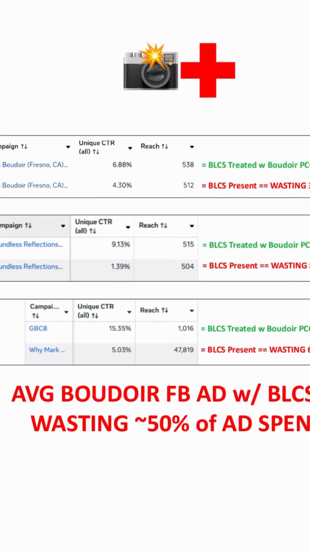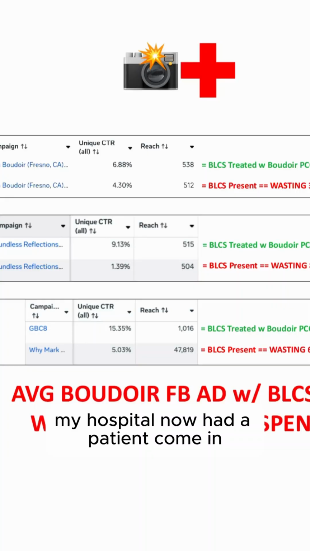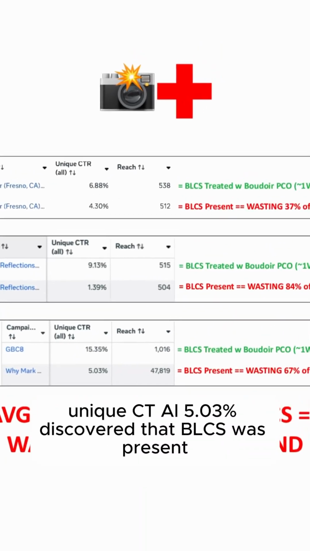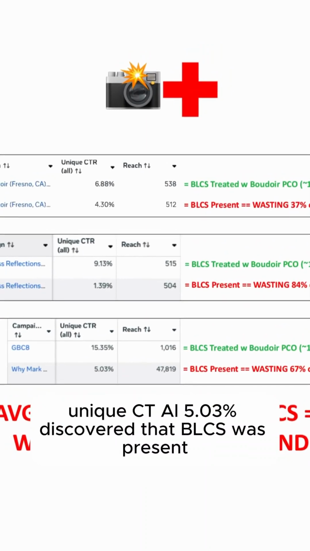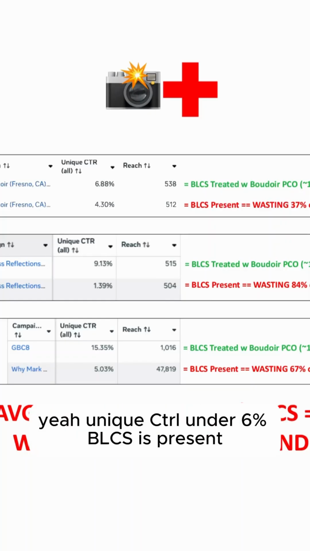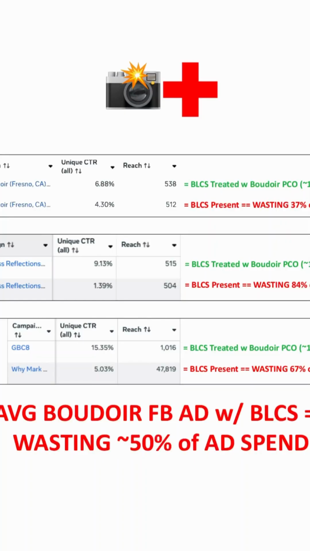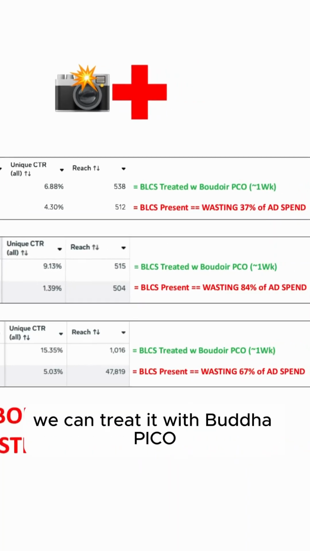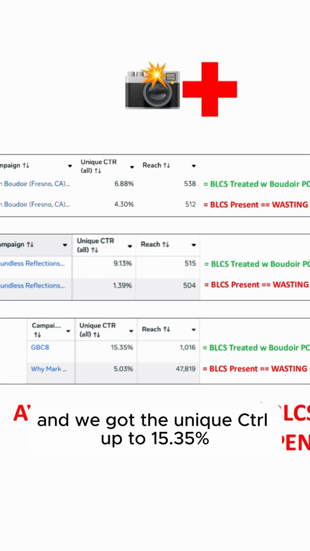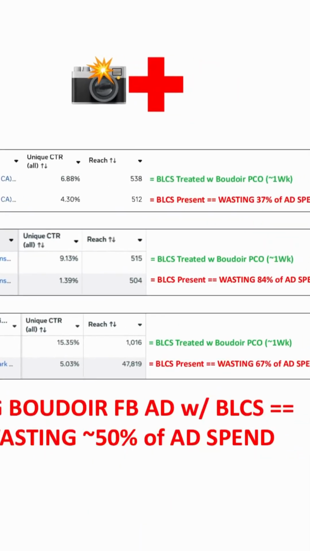Finally, my hospital now had a patient come in, unique CTRL 5.03%, discovered that BLCS was present. Unique CTRL under 6%, BLCS is present, Boudoir click syndrome. So now we got the solution. We can treat it with Boudoir Pico, takes about a week. And we got the unique CTRL up to 15.35%.